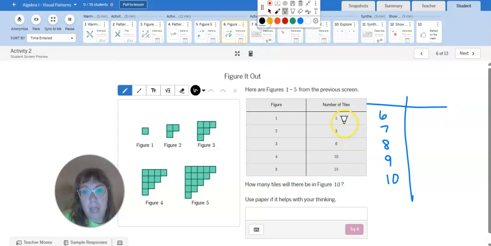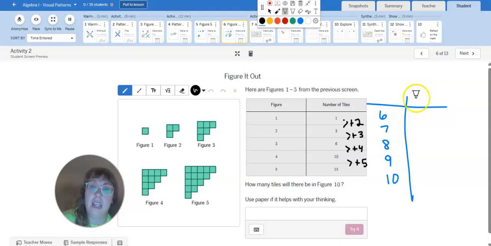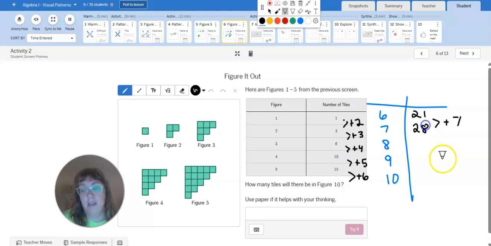So looking at the pattern we had, we added 2, then we added 3, then we added 4, then we added 5. So the next thing we want to do to find 6 is add 6. 15 plus 6 gets us 21. Then we'll add 7 to get 28. Then we'll add 8. 28 plus 8 is 36.